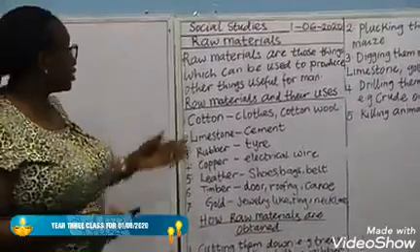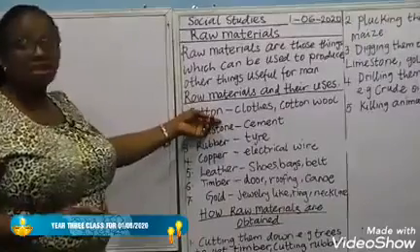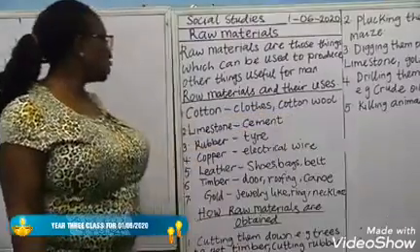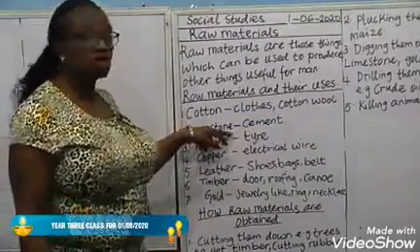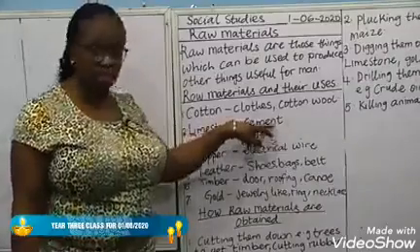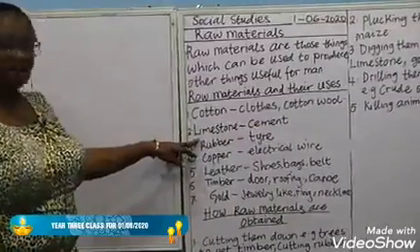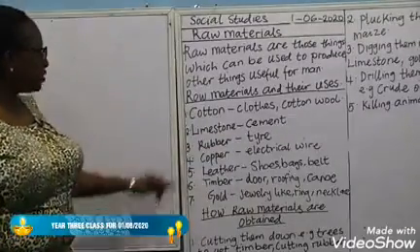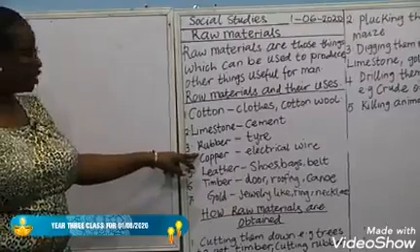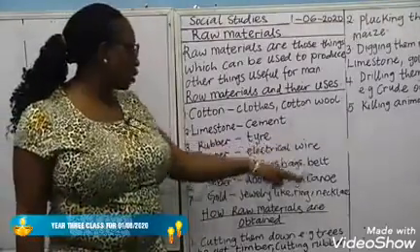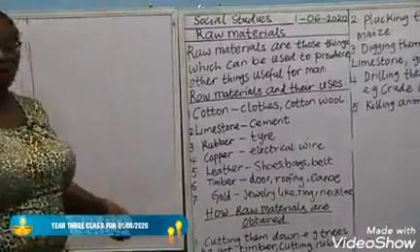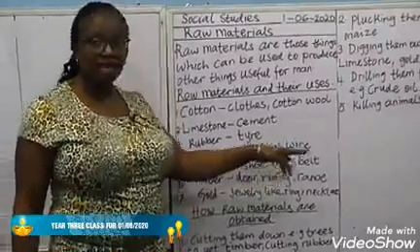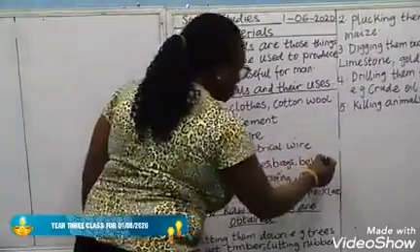Examples of raw materials are cotton. Cotton is gotten from the cotton tree. It's used to make clothes and cotton wool. We have limestone. Limestone is dug up from the ground and it is used to make cement. We also have rubber. Rubber is gotten from rubber plants, and we use rubber to make tires. We have copper. Copper is also an element that is dug up from the ground. We use it to make electrical wire. We have leather. Leather is gotten from the skin or the hide of animals. We use it to make shoes, bags, belts, and so on and so forth.